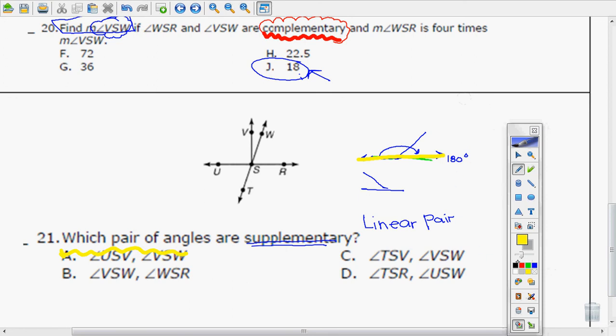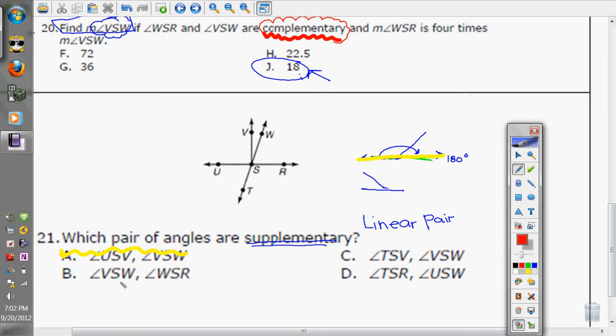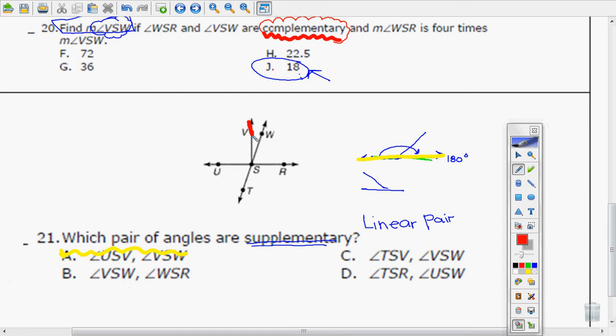The next two angles that we're asked to analyze are VSW, which is here, and WSR. Again, we have a pair of adjacent angles, but once again, they are not supplementary because they do not form a linear pair of adjacent angles. So B is out.